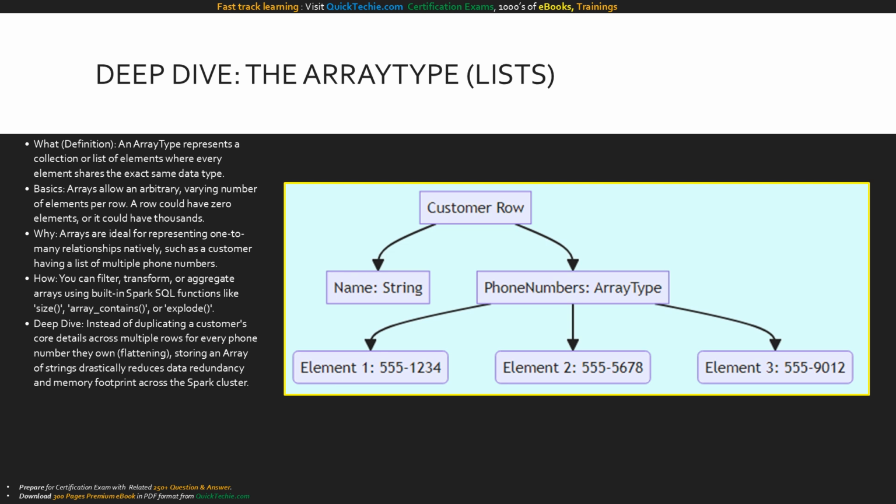It contains a standard string field for the customer's name, but next to it is the phone numbers column, defined as an array type. See how this single column branches out to hold multiple distinct phone number elements. All these elements belong to that one single customer row. In a traditional database, you would need a completely separate phone numbers table and a join operation to achieve this. Here, the list of numbers lives directly inside the user's record, tightly bundled together for optimal access and retrieval speeds.